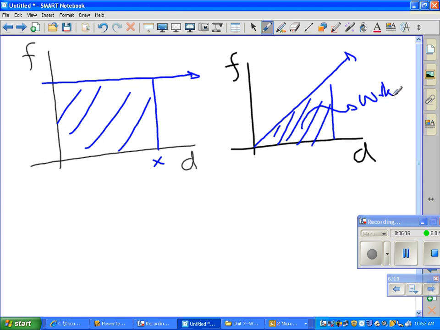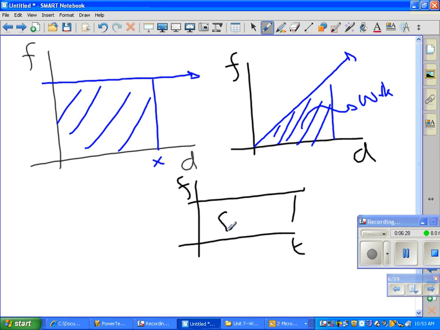This was similar to momentum, but in momentum, we would have a force versus time graph. Okay? And this would give you impulse, right? This would give you impulse, which is equal to the change in momentum. All right? So they're very, very similar.